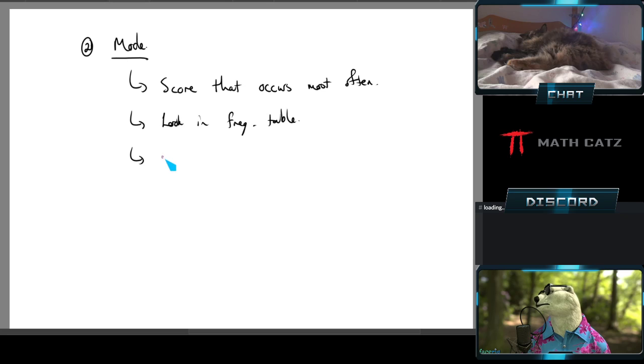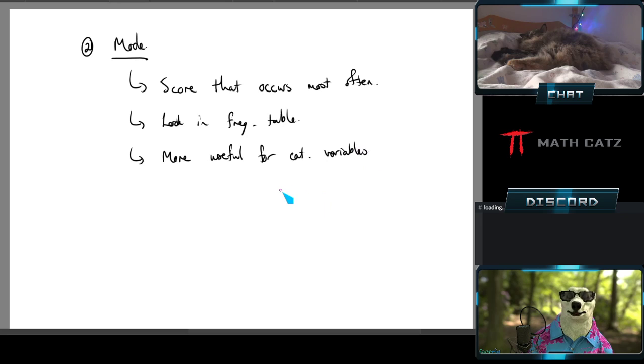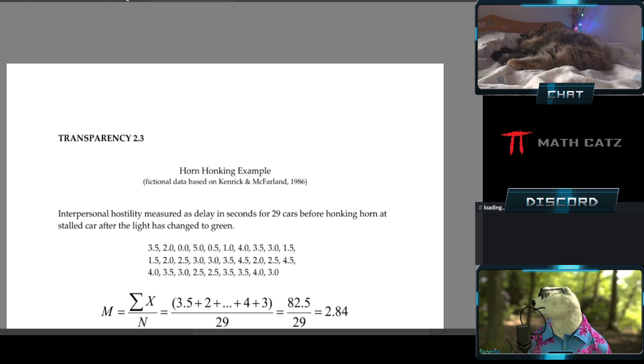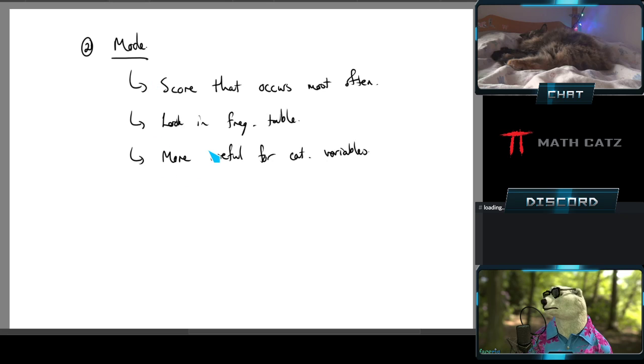And this is more useful for categorical variables, where I can't perform a calculation on them, right? There is no average of categories. Categorical variables where I want to say, oh, this category occurred most often. I thought I had a graph on that, but I don't. It's so simple. Apparently it doesn't need a graph.